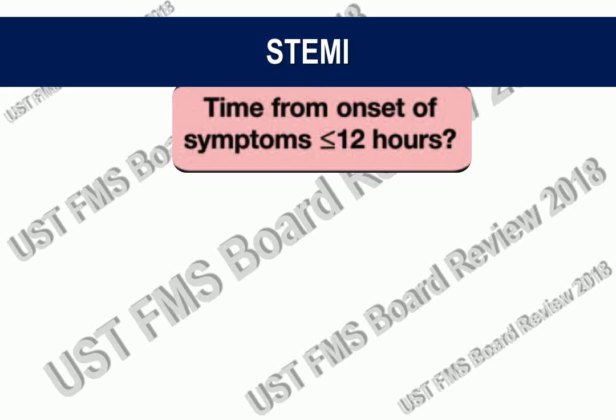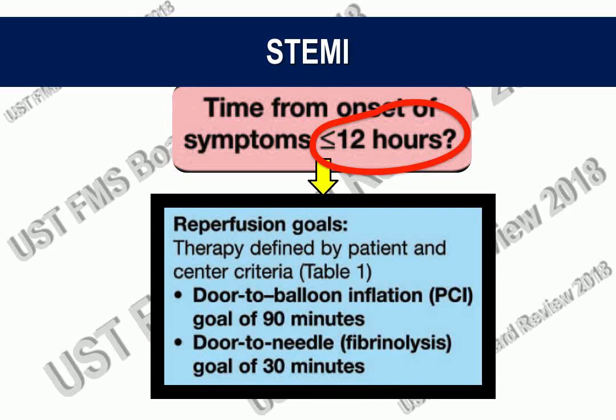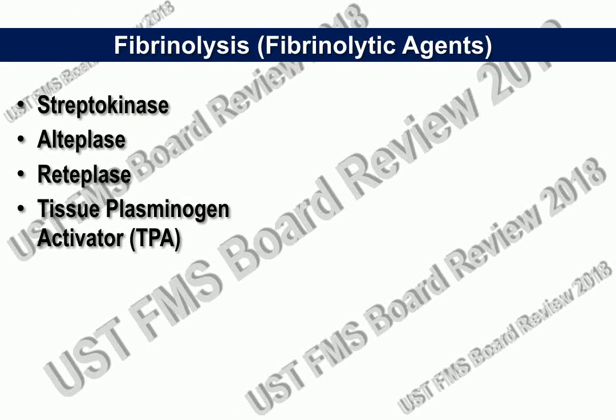So in the management of ST segment elevation MI, the golden period is of course 12 hours from the time of onset of the symptoms. So the reperfusion goal is to achieve a door-to-balloon inflation. That means if you're going to do PCI, your goal is to do it within 90 minutes. On the other hand, you also want to achieve a door-to-needle goal of 30 minutes. That means if you were going to do fibrinolytics, the goal should be to do it within 30 minutes from the time the patient came to the emergency room.